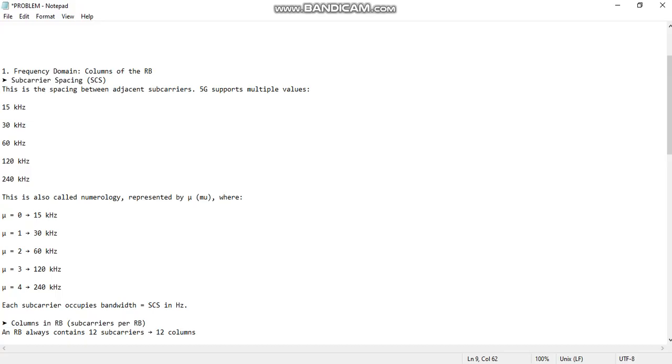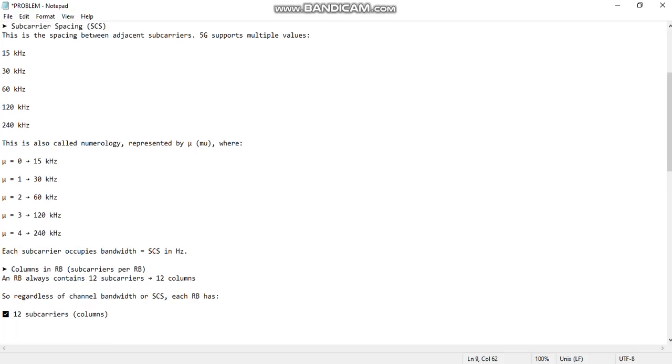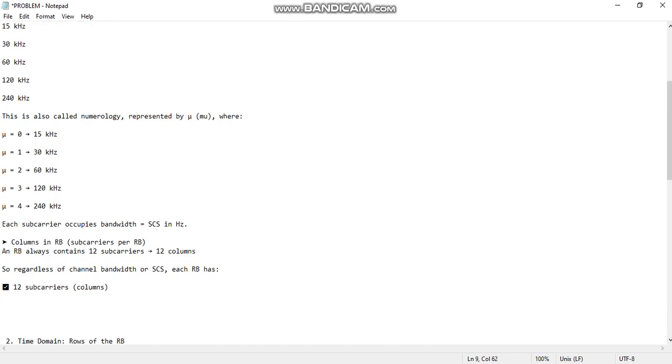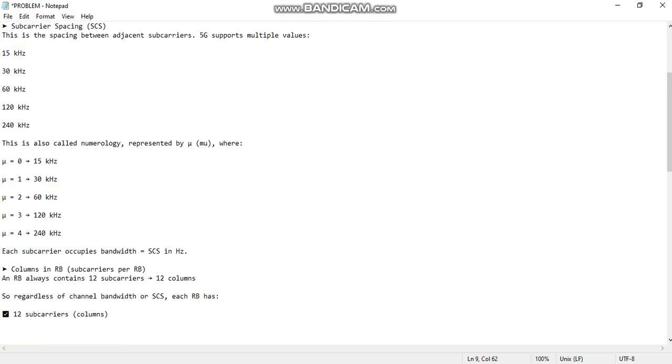Subcarrier spacing, SCS, is the spacing between adjacent subcarriers. 5G has numerology when it comes to subcarrier spacing: 15, 30, 60, 120 and 240. This is also called numerology. So mu 0 is 15, mu 1 is 30, mu 2 is 60, mu 3 is 120, and mu 4 is 240 kilohertz. Each subcarrier occupies a sub-bandwidth equal to the subcarrier spacing in hertz.